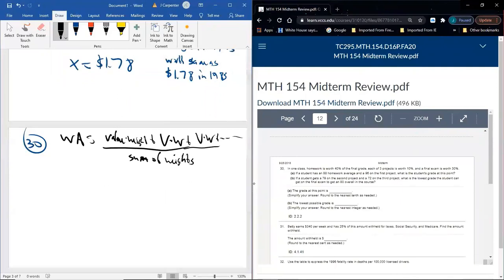All right, so we got a bunch of different categories. We got homework at 40%. We got projects, three of them, 10%. So that's 10%, 10%, and 10%. And then the final is 30%.